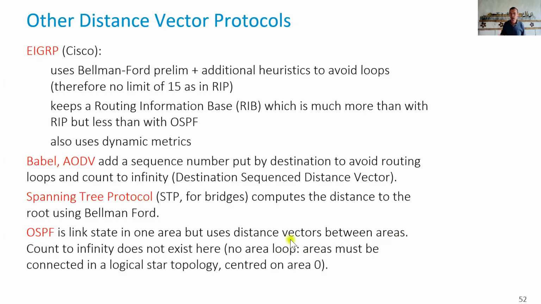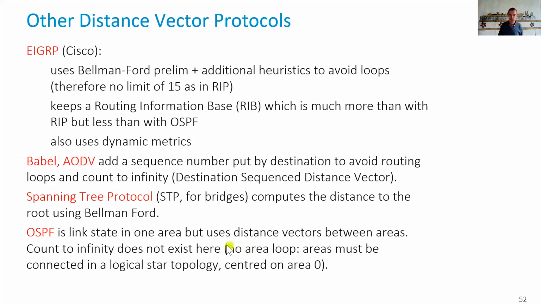If we view the areas as nodes, so if we do a graph where the nodes are simply the areas, then in this graph, OSPF is in fact a hybrid of link state and distance vector. But here in OSPF, the count to infinity does not exist because the graph of the areas is an extremely simple graph. In fact, there must be always area 0 at the center.